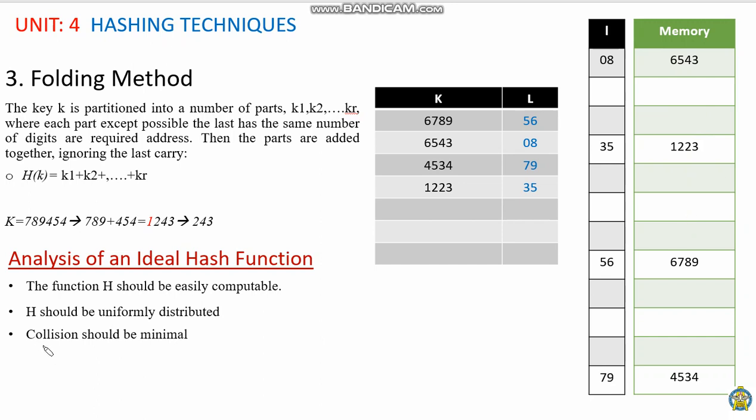And the last, the collisions should be minimal. We will study collision in the next video. So what is collision? Suppose 2 records get mapped into the same location. That is called a collision. Collision is almost unavoidable, but they should be minimal. So that is an ideal hash function, one with these properties.